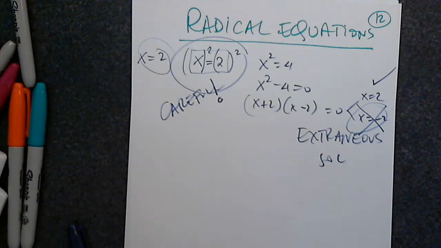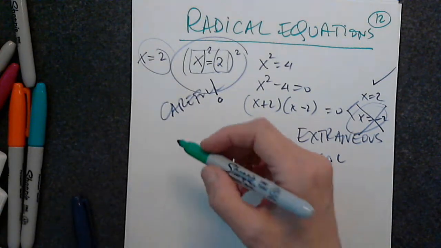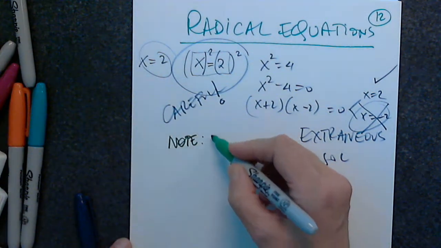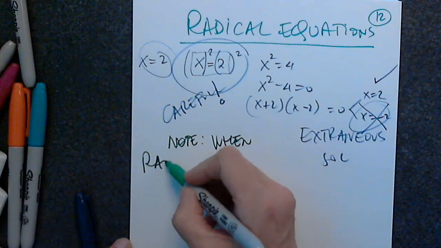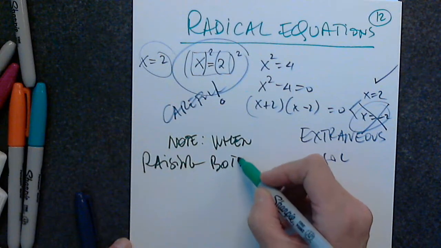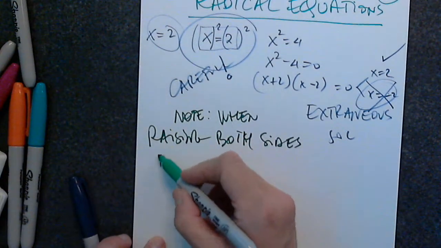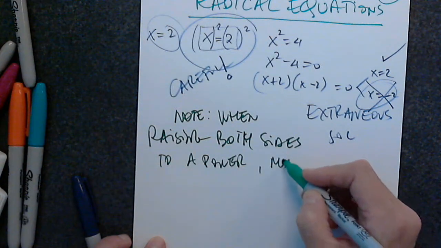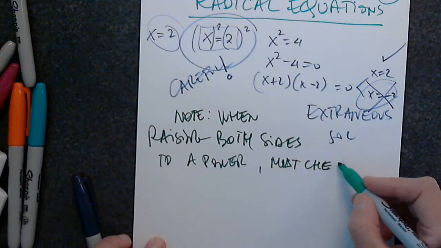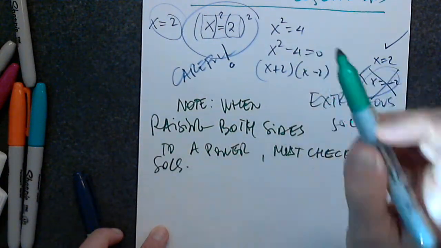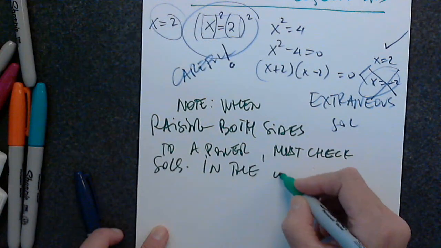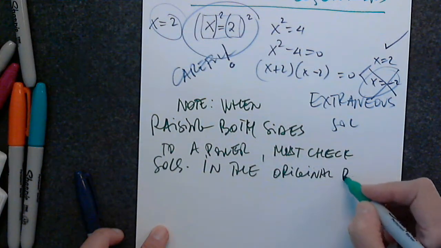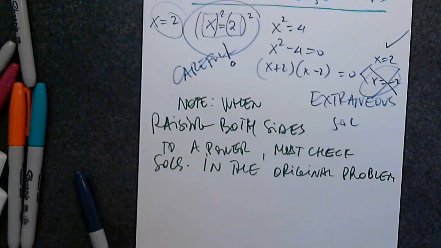So this is what I was saying at the beginning. In this particular situation, we must check solutions. This is part of the problem. So note, when raising both sides of an equation to a power, we must check solutions in the original problem. It's part of the solution. We must go back and check.